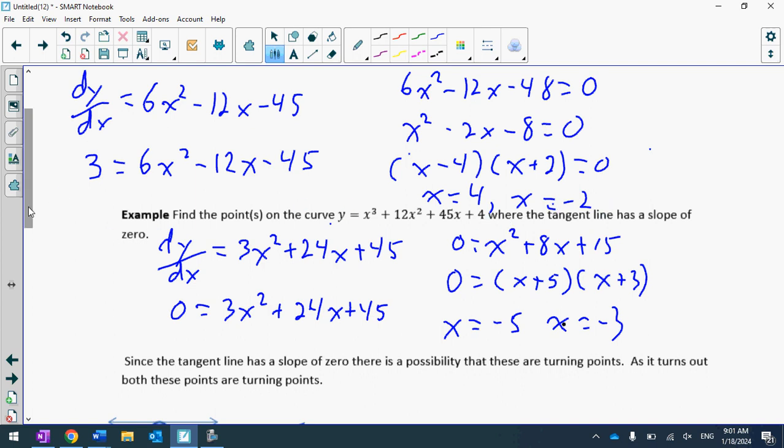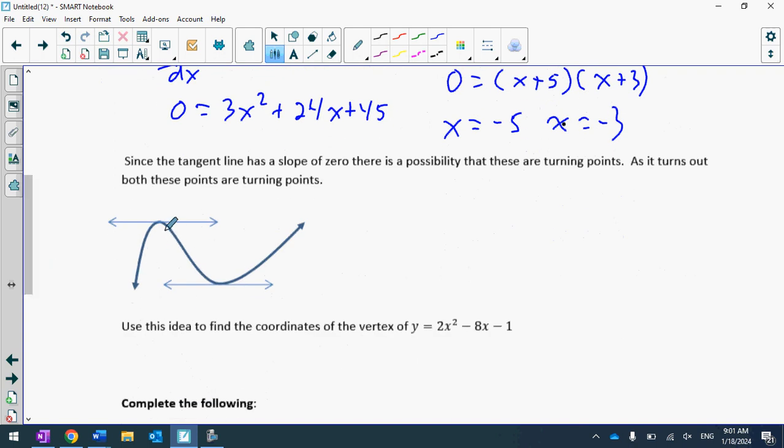Now those are interesting locations, because anytime we have a turning point on a graph, we are going to have a tangent line or an instantaneous rate of change of 0. So those are possible turning points. And as it turns out, if you were to graph this particular function, you'd find that you do have the two turning points. So if you think back to the beginning of the year when we started sketching polynomial functions using x-intercepts and using end behavior, we were never able to determine where turning points are. Calculus gives us a way of finding turning points on a graph now.